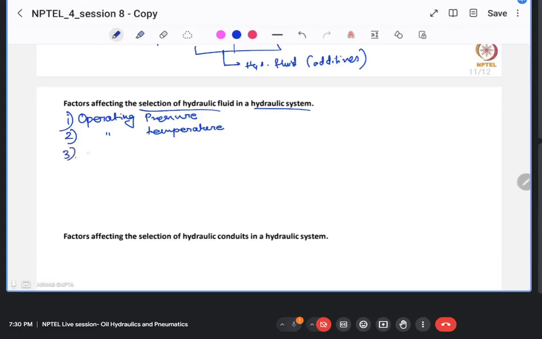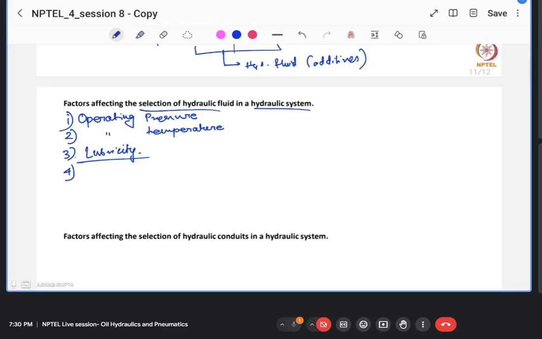Next, lubricity. This is the ability, not flowability, rather its ability to lubricate the moving parts, particularly while you have sliding contacts, like in piston cylinder arrangements, or your motor placed in bearing. These are the things. Then, as I said, what determines the Q, that is the flow rate?